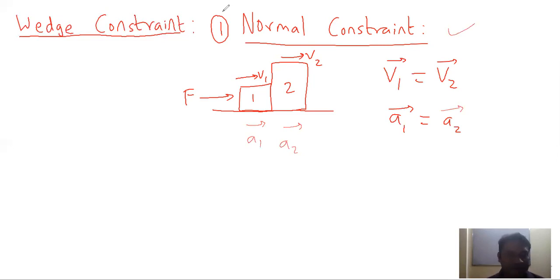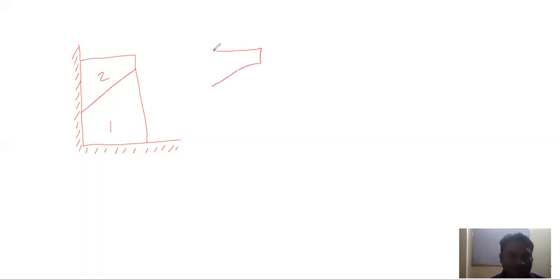Now, after this, let us consider another possibility. Suppose we have a diagram like this. This is the ground, and suppose we have a block like this, and I cut this block into two parts. Let us say one of the blocks is block 1, and the upper block is block 2. So let me draw the free body diagram. This is block number 2 and this is block number 1. Okay, so these are the diagrams.